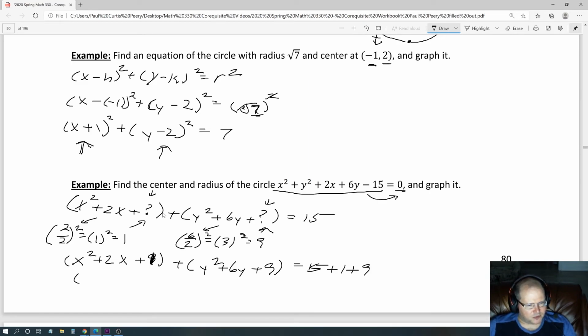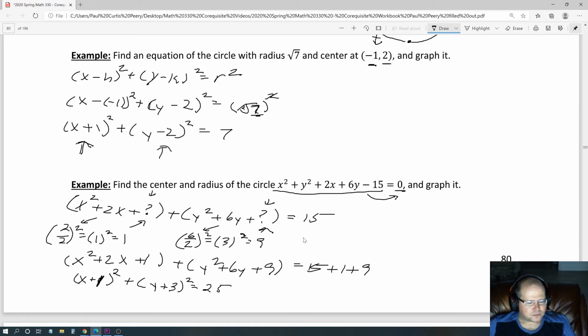Now these are both in a form that we can easily factor. The square root of x squared is x, and the square root of 1 is 1, so I put the 1 there. Then plus, over here we're going to say y plus 3 squared, and then that will give us 15 plus 1 plus 9, which is 25.